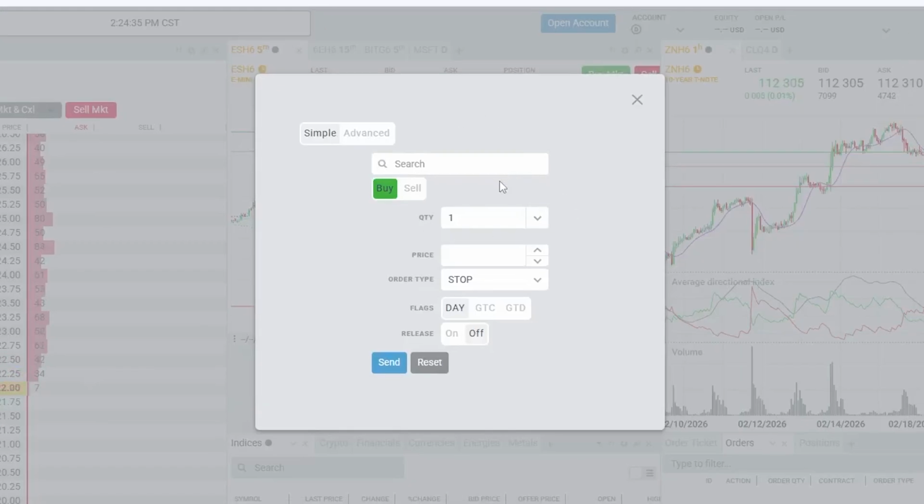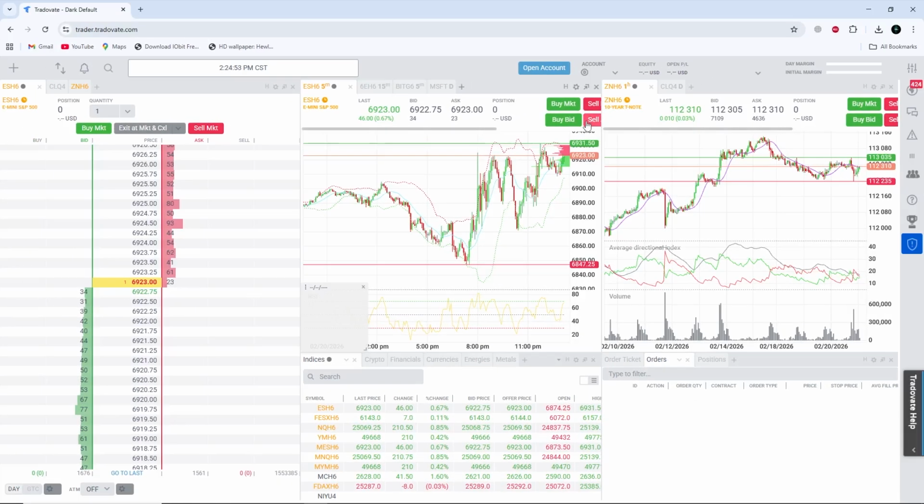This opens the trading module. Here you can place different types of orders. A market order enters a trade instantly at the current price. A limit order lets you choose the price you want. A stop order triggers when price reaches a certain level. Enter your quantity, review your order, and click Buy or Sell.